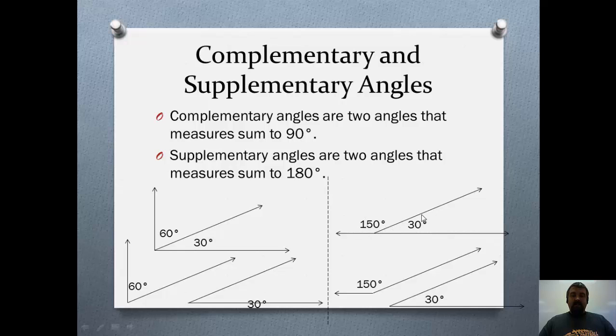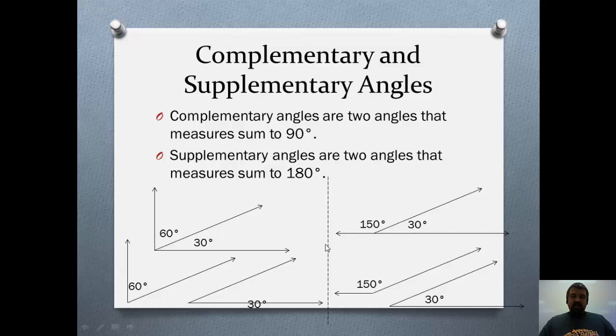Over here, this is 150 and 30. If I add 150 plus 30, I get 180 degrees. These two angles are supplementary. 150 plus 30 is 180. Please note, this is also called adjacent supplementary angles. They're next to each other and they share this ray right here, this side. These two down here are non-adjacent supplementary angles.